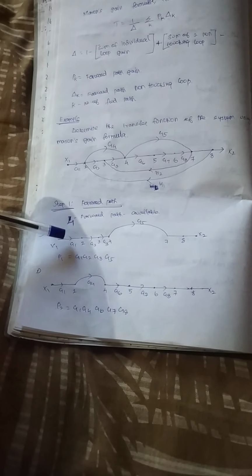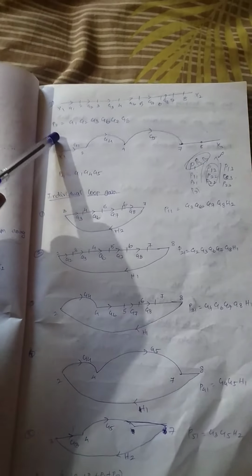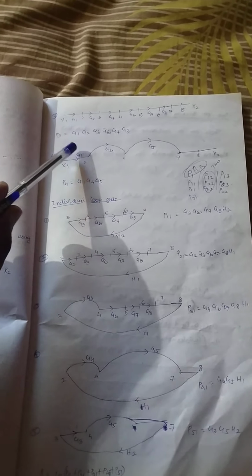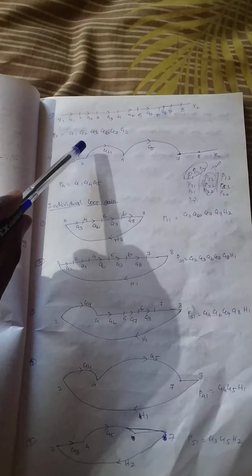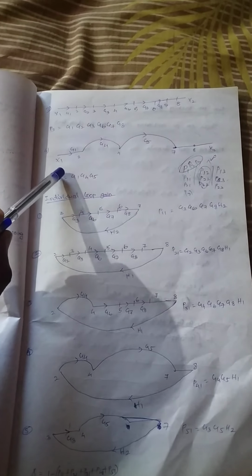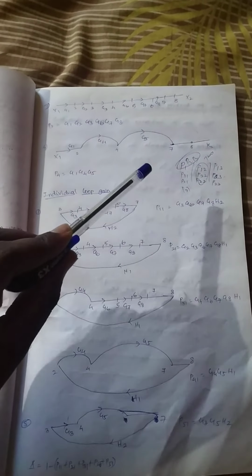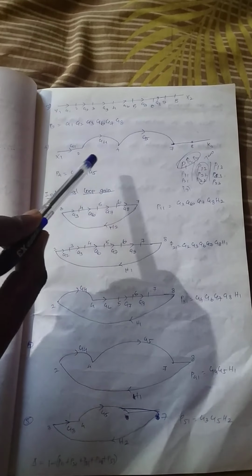So the total gain of the system is G1 G2 G3 and G5, and the second one is G1 G4 G6 G7 G8, and the third one is the straight line 1 2 3 4 up to 8. So the gain of the system is G1 G2 G3 G6 G7 G8, and the fourth one is 1 2 G4 G5 7 8. So G1 G4 G5.